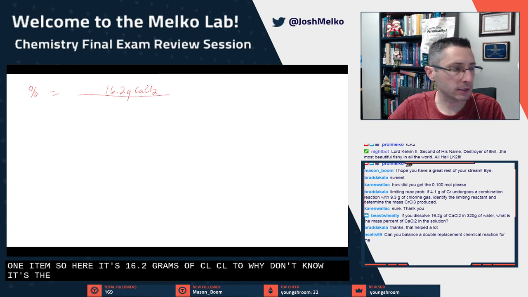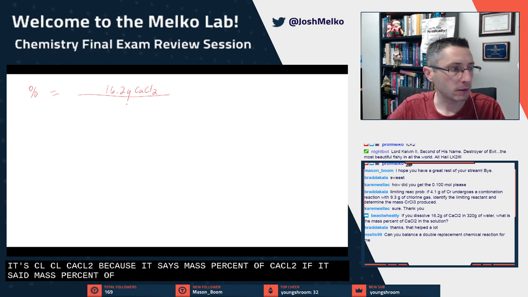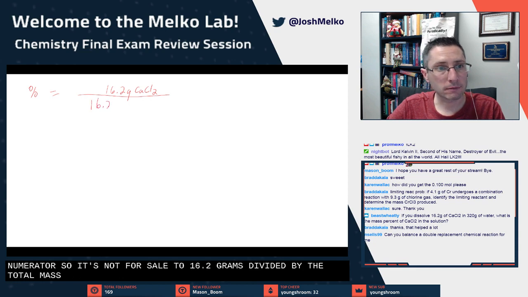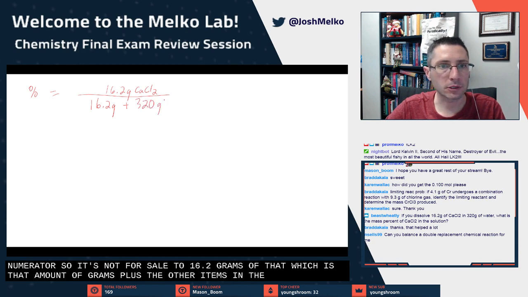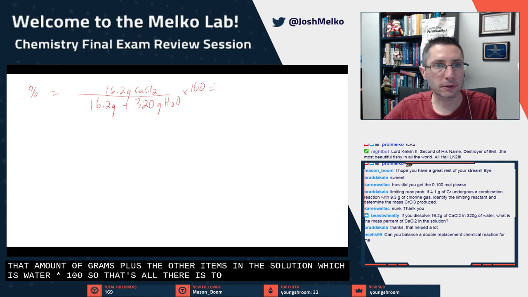Why do I know it's CaCl2? Because it says mass percent of CaCl2. If it said mass percent of water, I'd write water in the numerator. So it's just 16.2 grams of that CaCl2 divided by the total mass, which is that amount of grams plus the other items in the solution, which is water, times 100. So that's all there is to it here.